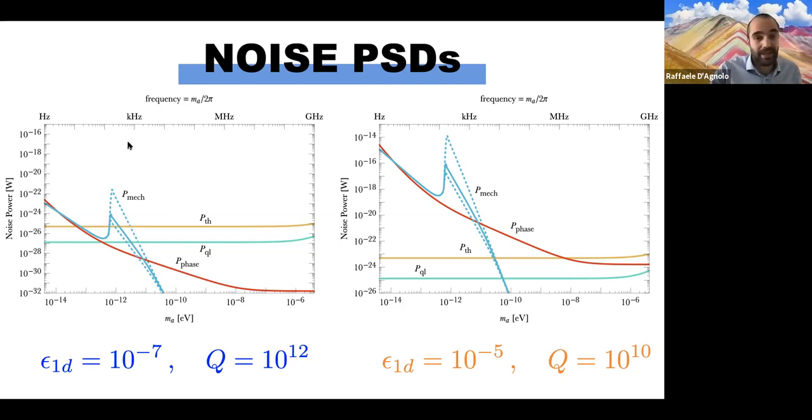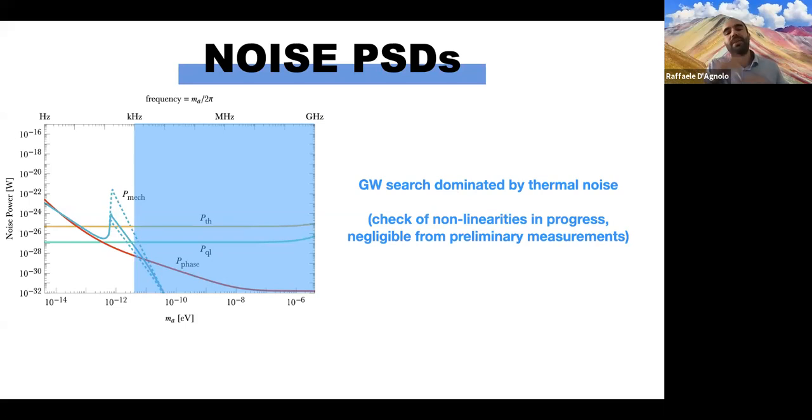Essentially, thermal noise is dominating all the way down to a kilohertz, whereas roughly where we're going to stop looking for gravitational waves, for reasons related to the signal becoming too weak for us. And so the take-home message from this whole part of the talk is that we expect our dominant source of noise to be thermal in this frequency range, which is the one that we're going to explore.